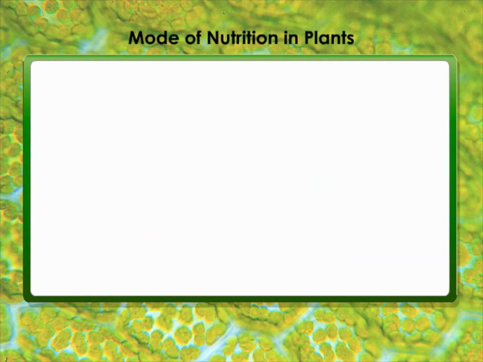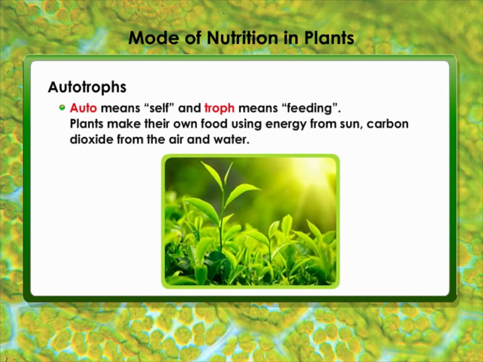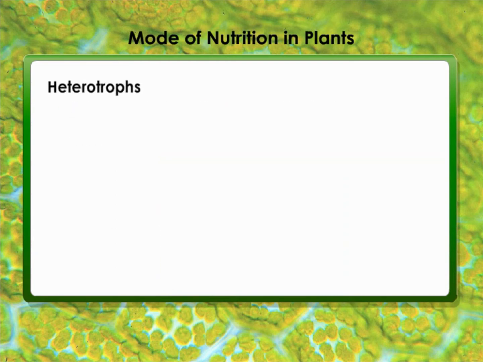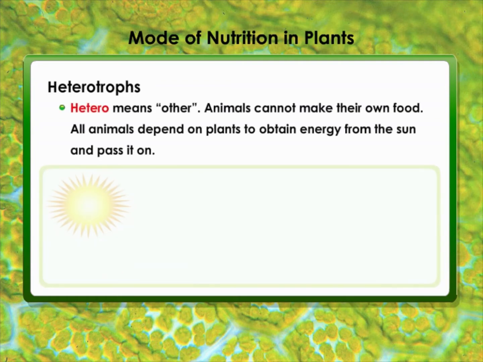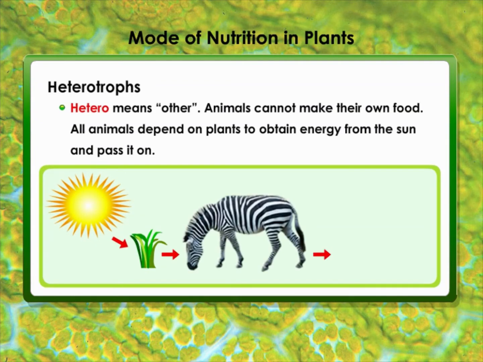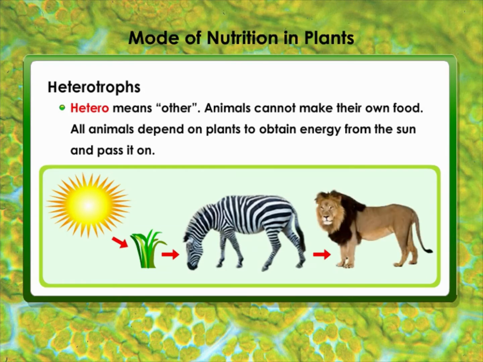Mode of nutrition in plants. Autotrophs. Auto means self. Troph means feeding. Plants make their own food using energy from the sun, carbon dioxide from the air, and water. Heterotrophs. Hetero means other. Animals cannot make their own food. All animals depend on plants to trap energy from the sun and pass it on.